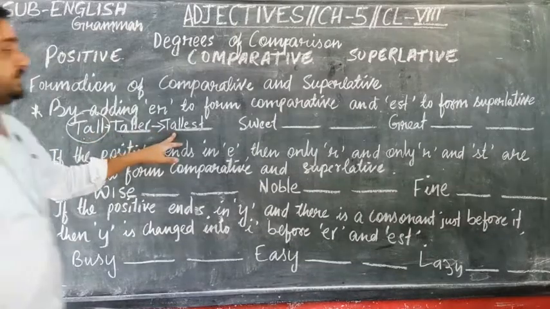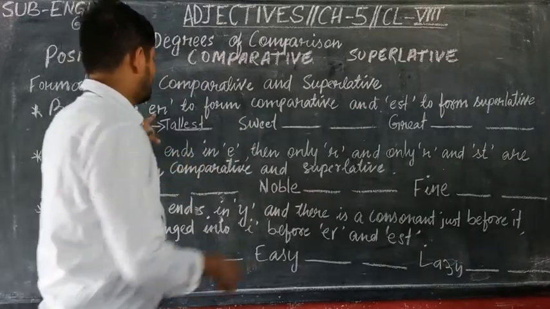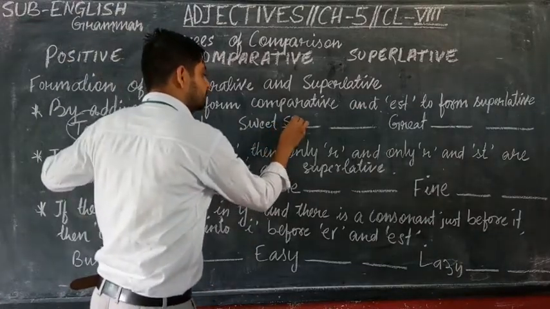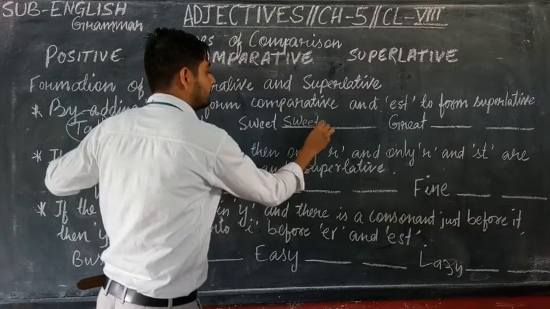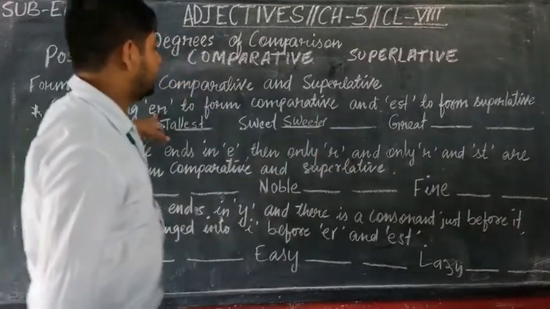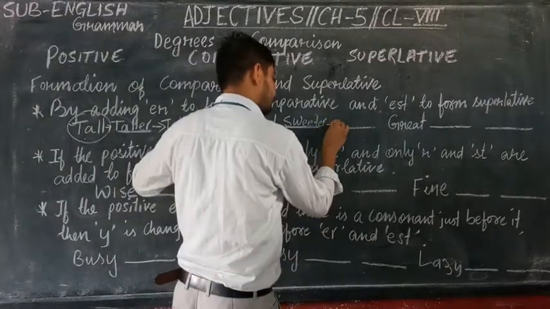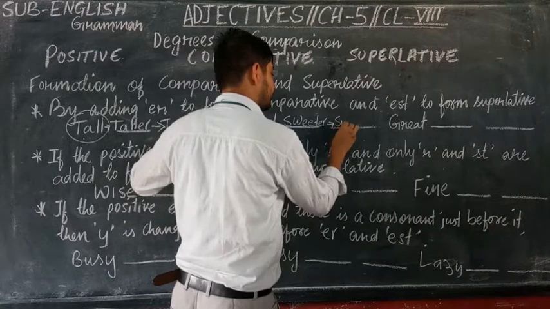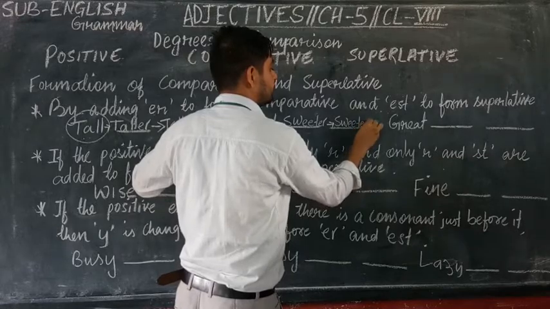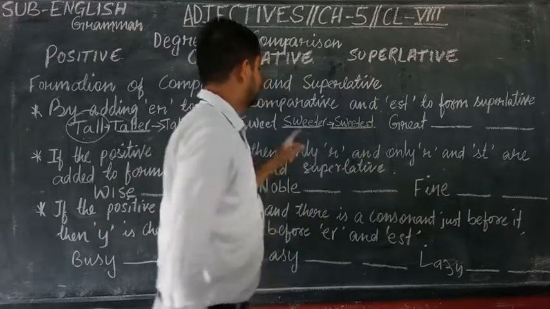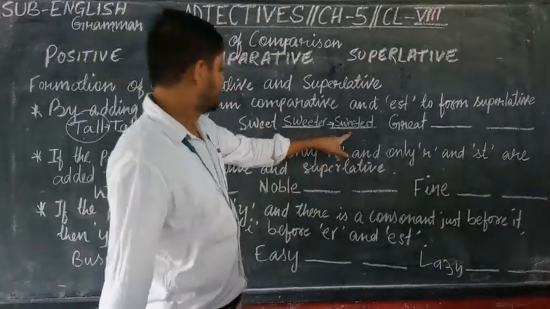Tall, taller, tallest. Second example: sweet. It is said that the comparative we can make by adding er. You write sweet, then add er: sweeter. Now again the superlative: S W double E T E S T. Sweetest. Sweet, sweeter, sweetest. Positive, comparative, superlative.